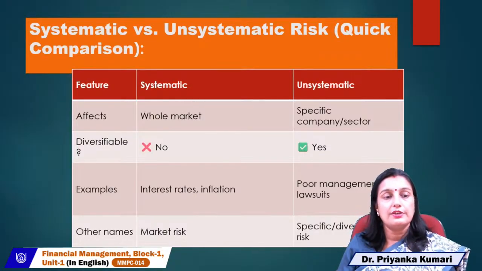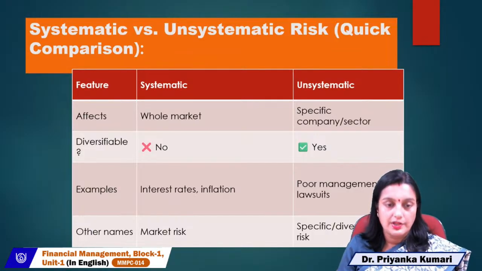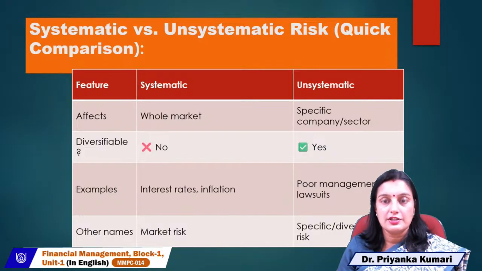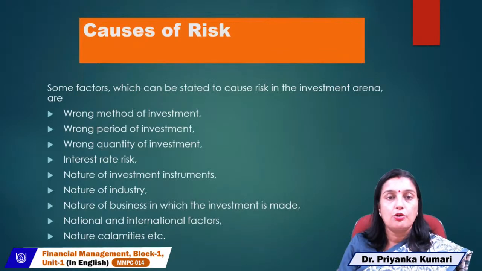The second one is diversifiability. In systematic risk, diversification is not possible at all. In unsystematic risk, diversification can somehow reduce the risk of your uncertainty. Examples of systematic risk are interest rate and inflation, and of unsystematic risk are poor management, lawsuits, trade union strikes, and so on. Another name for systematic risk is market risk, and another name for unsystematic risk is specific or diversifiable risk.